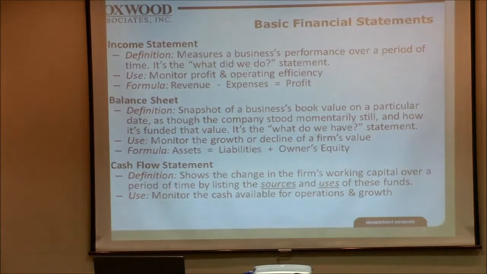Those things that we own are called assets. Those things that we owe to other people are called liabilities. And the amounts that we can call our own is equity. And the third statement is the statement of cash flows, or the cash flow statement.